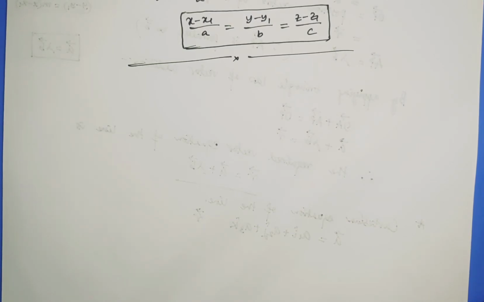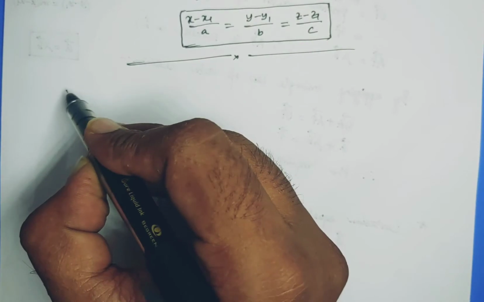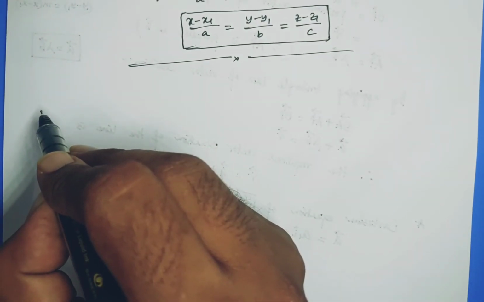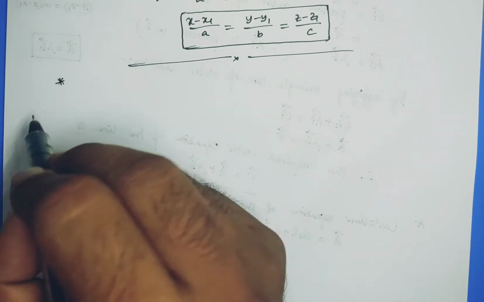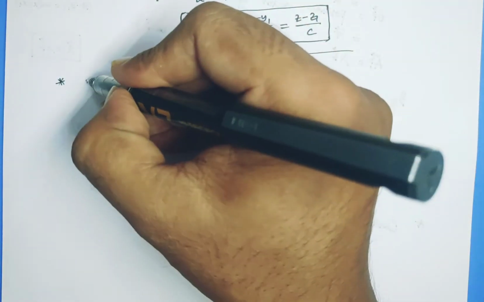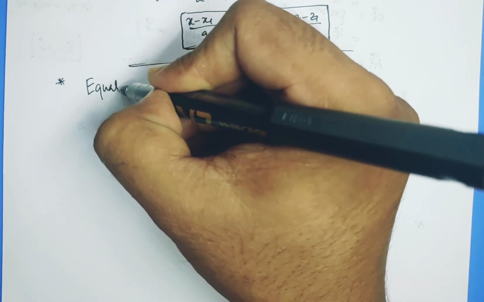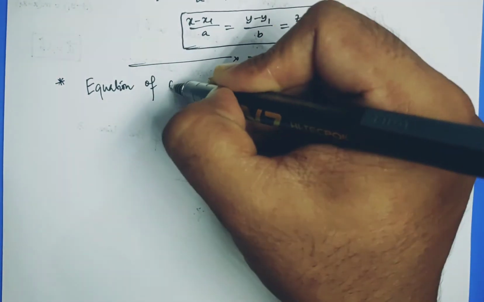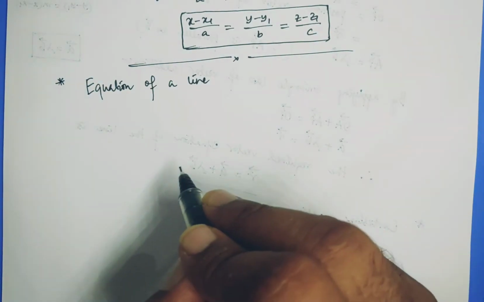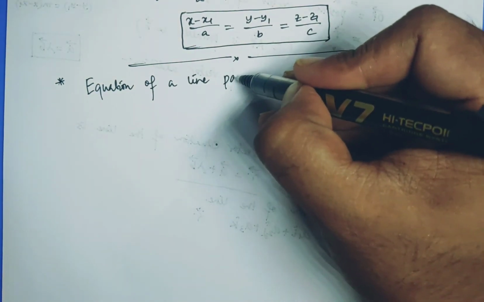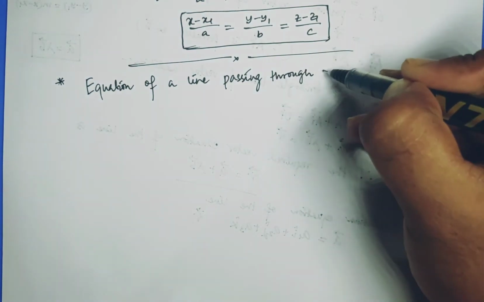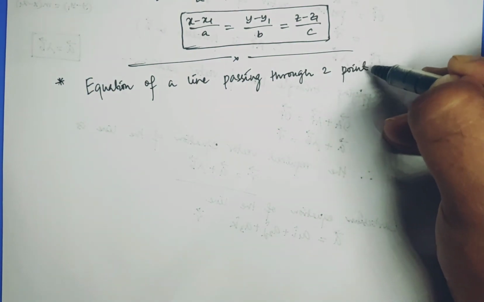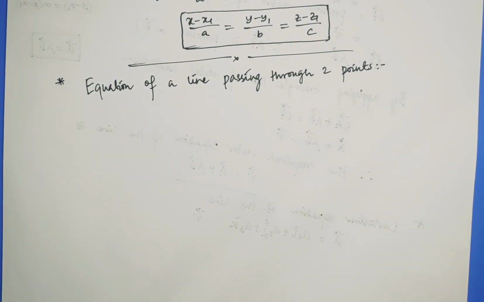Now we are into the second way to find the equation of a line. So here we have to find the equation of a line passing through 2 points. This one also you have learned in 2D, the equation of a line passing through two points.